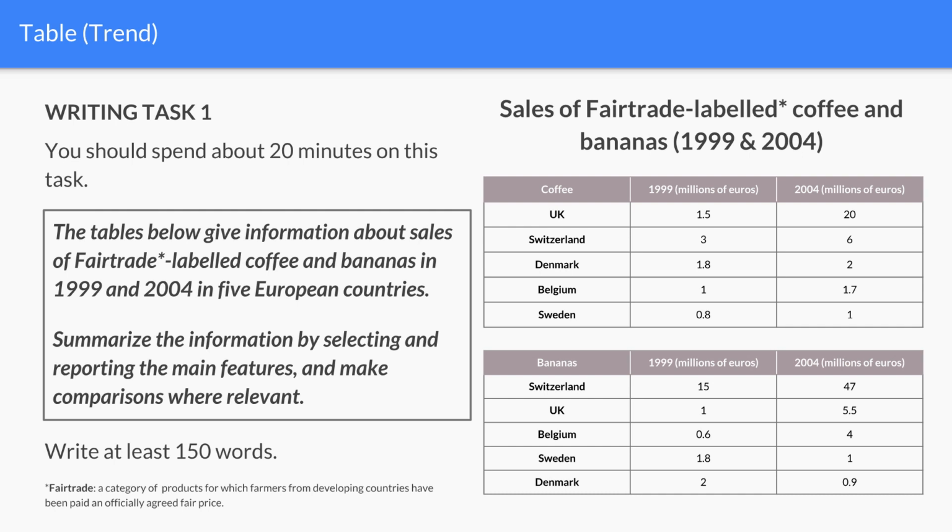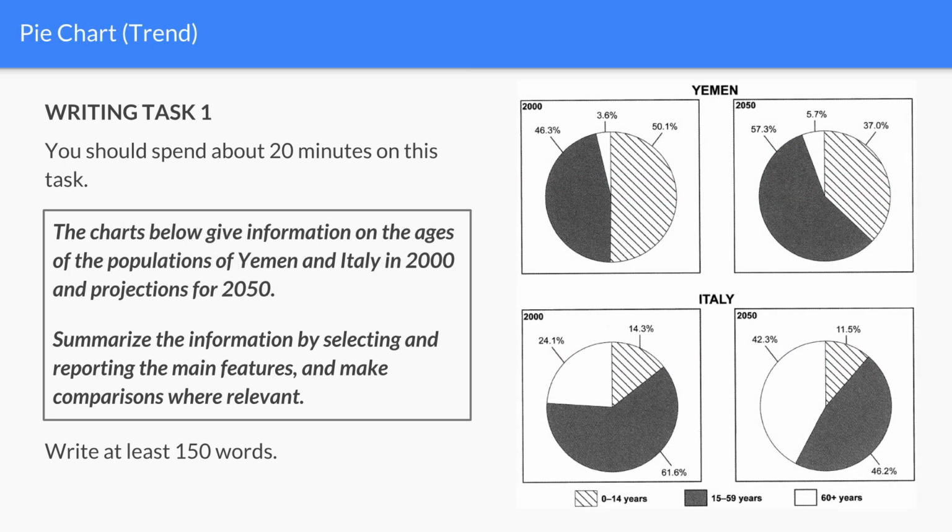Another example is a table. Here, again, you have changes that are happening over a period of time. In this case, we have data from the years 1999 and 2004. So again, we have changes that are plotted over a period of time. You can also get a pie chart. Again, notice that we have the year 2000 and the year 2050, and so we have changes that are expected to happen in this chart. So this is also a trend graph.